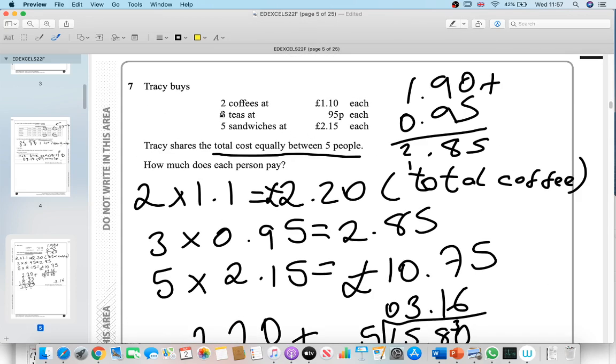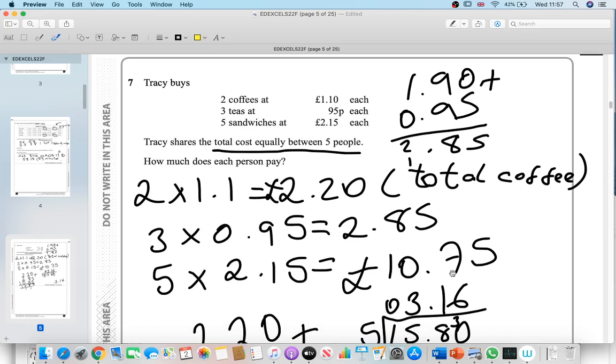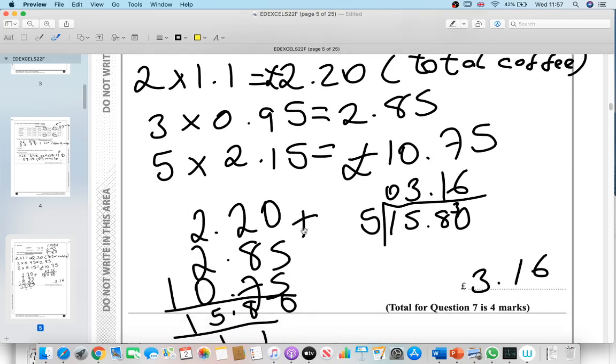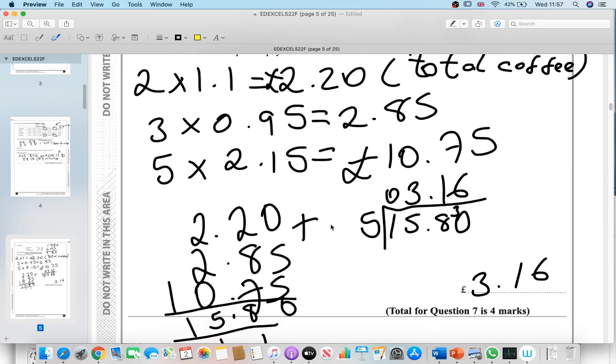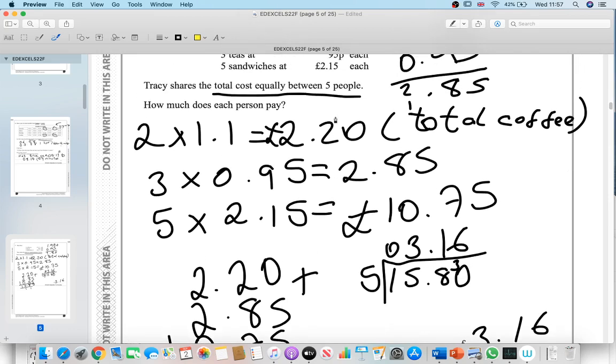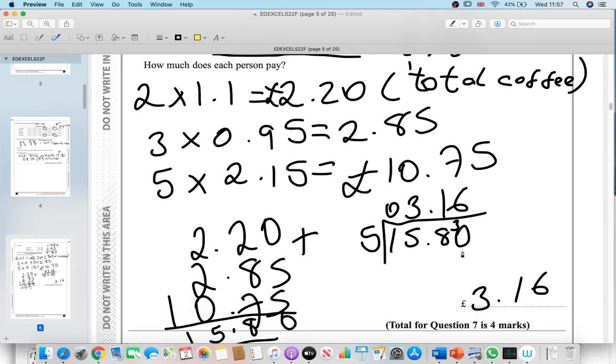So 2 times 1.1 is 2.2, 3 times 0.95 is 2.85, and 5 times 2.15 is 10.75. I added my answers together and I got £15.80. I then divided that by 5 and I got £3.16. I did short division there to work out my answer.